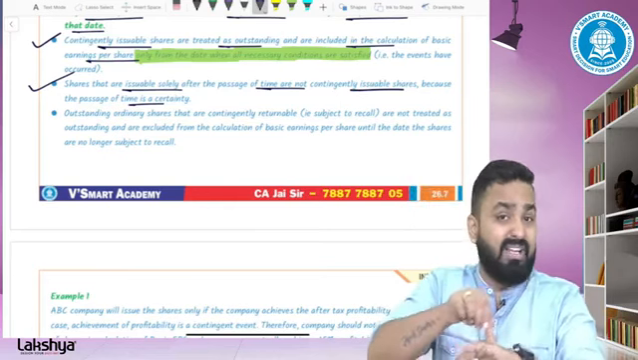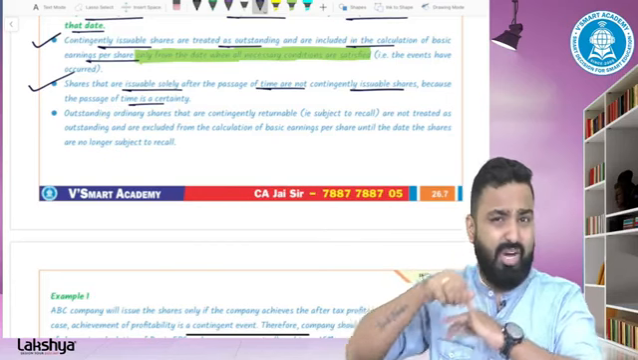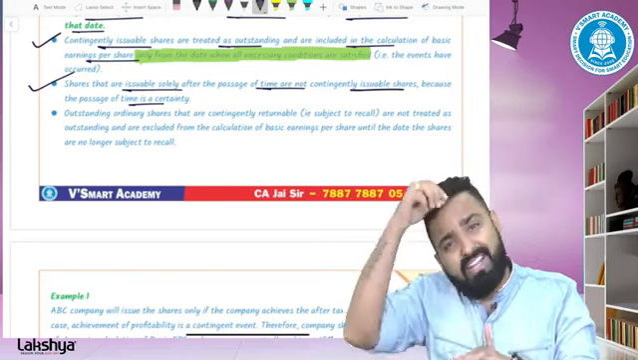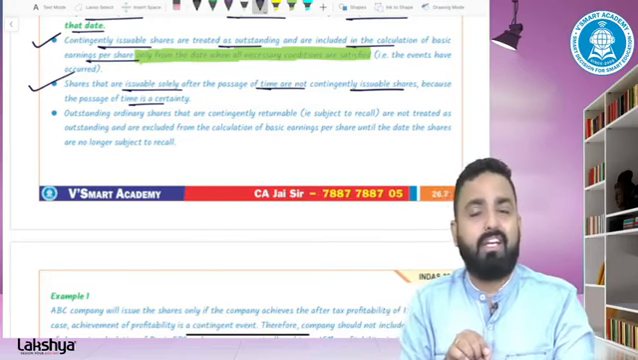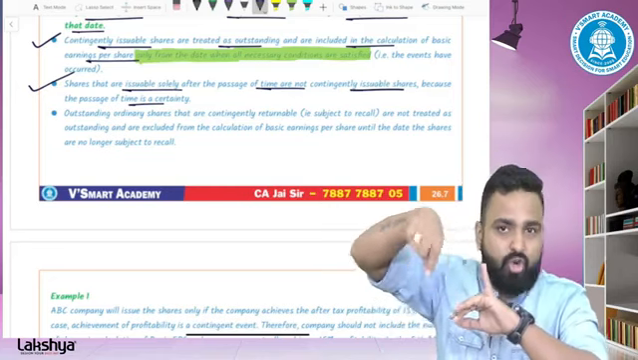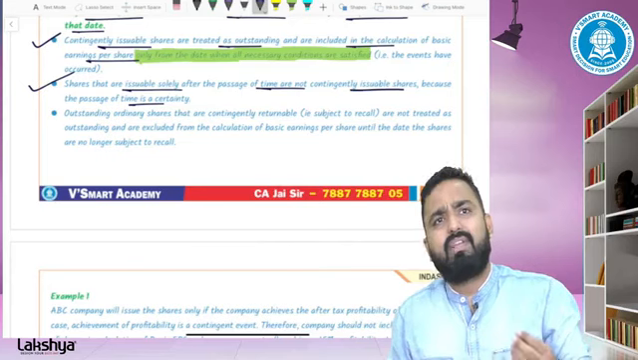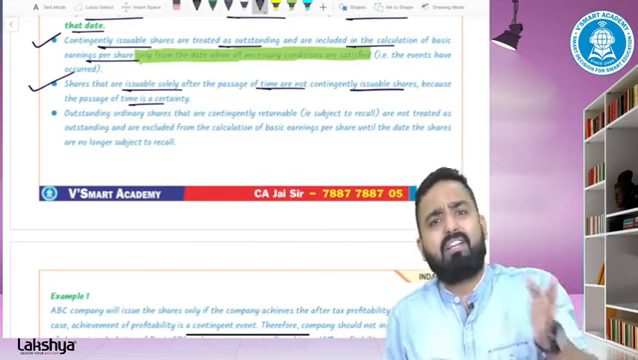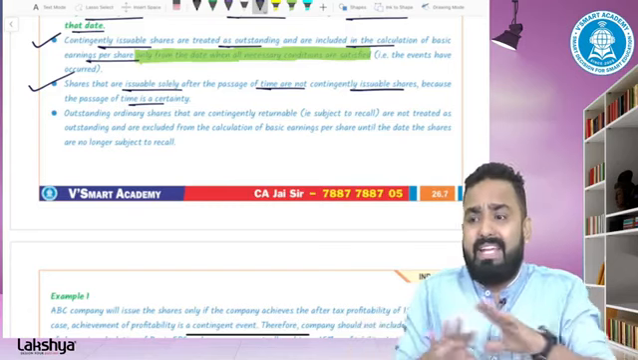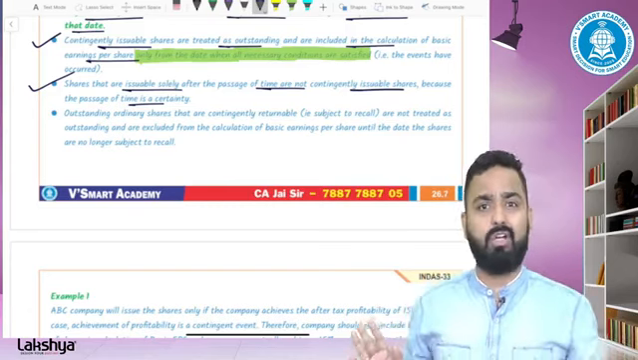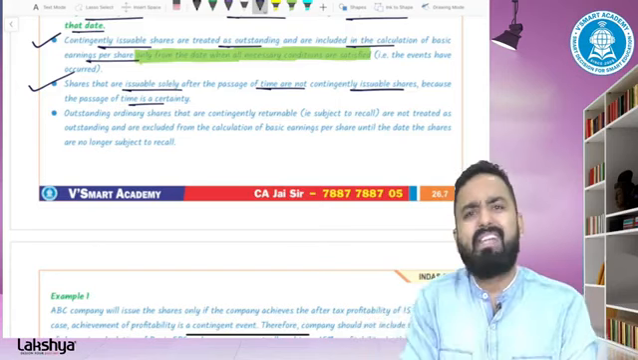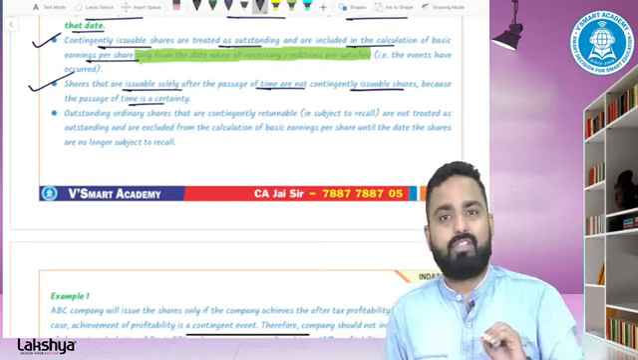So this 1 crore can be treated as contingently issuable share? No. This 1 crore will definitely be issued after 1 year. There is no contingency involved here. It is just like I am issuing the shares after 1 year. It is just a passage of time. Here, any kind of uncertainty is not involved. Understood or not? So this 1 crore will not be treated as contingently issuable shares.